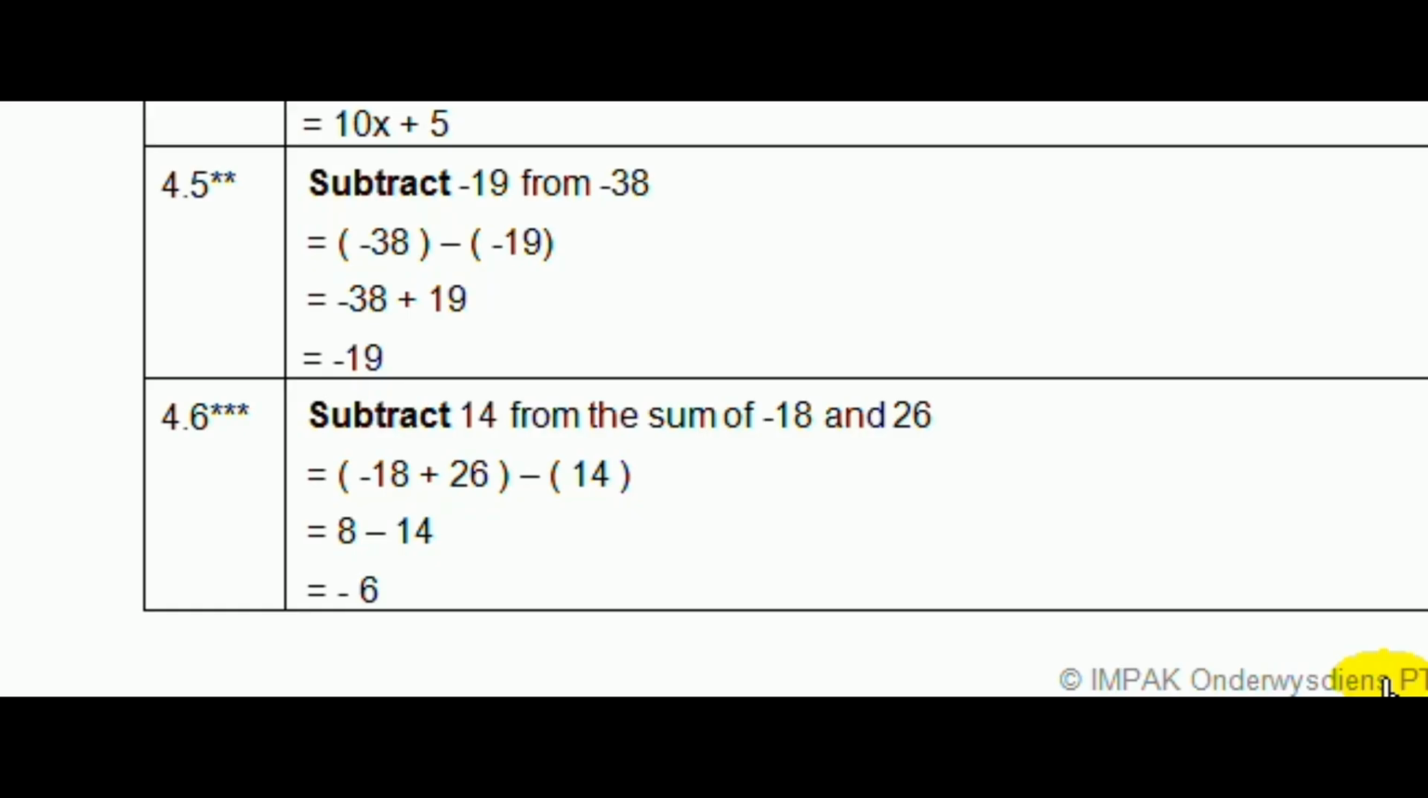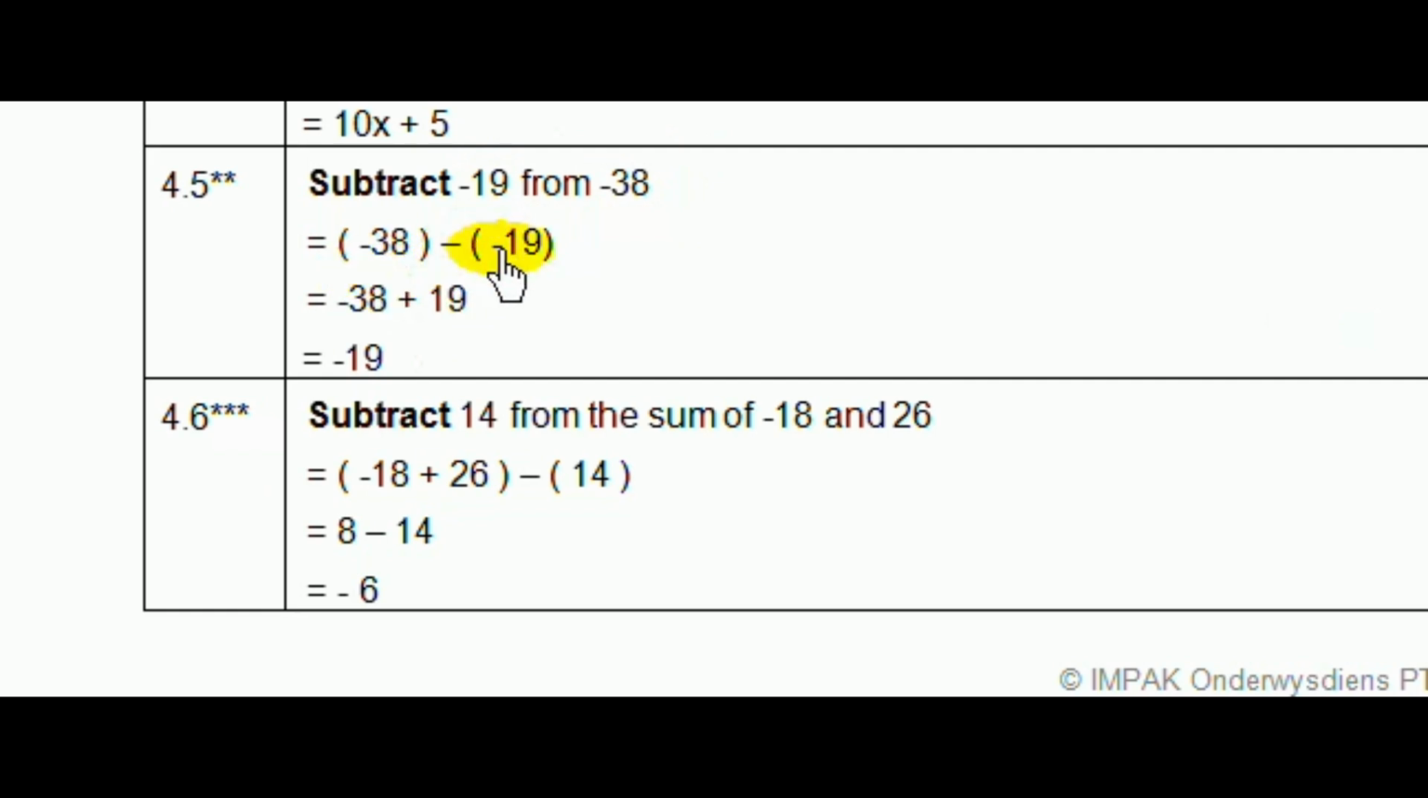4.5 and 4.6. 4.5 has no x here, it's only minus 19 that you have to subtract from minus 38. Now, which one first? The number or the value after the word from. Now, from something means that minus 38 has got to go first. Minus 38 minus 19. That's what is asked here. Subtract the minus 19, so the minus 19 in the second place, from that one. Now the one that you've got to subtract it from is the one that you have to write first.